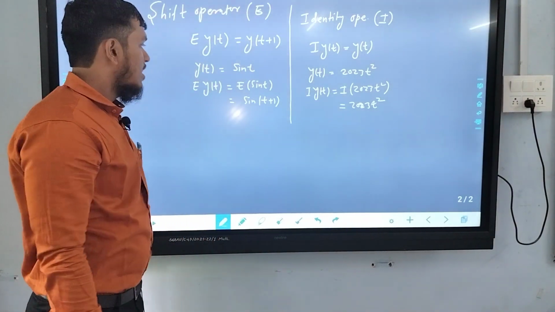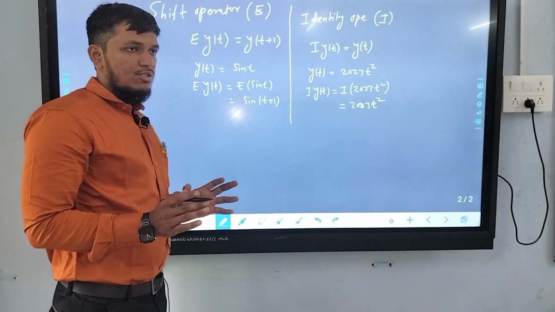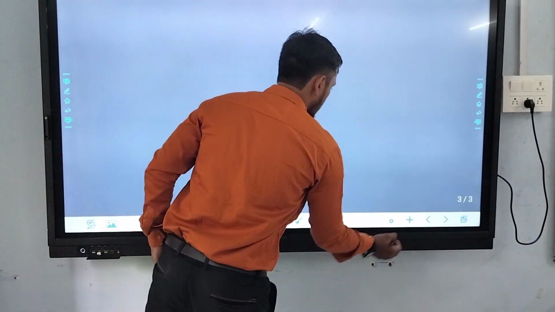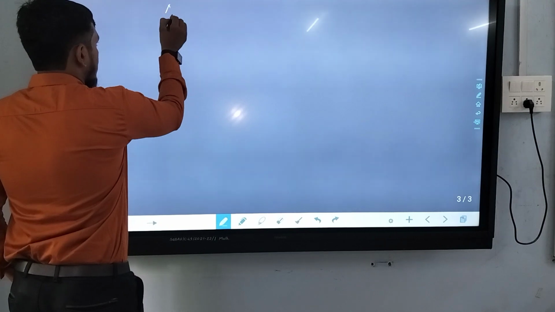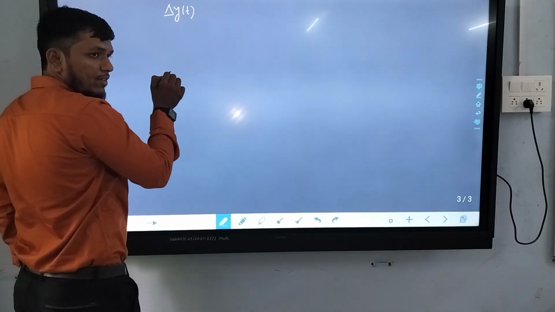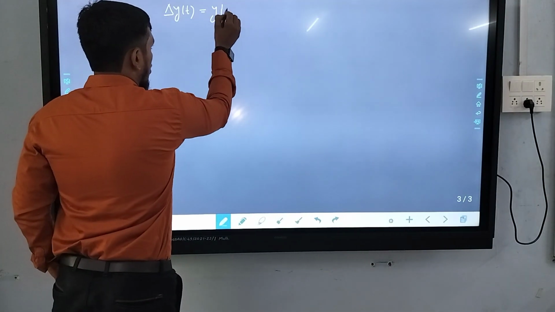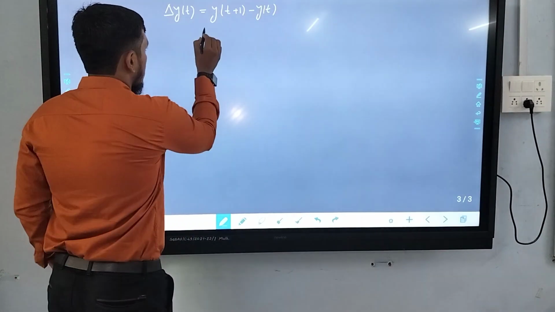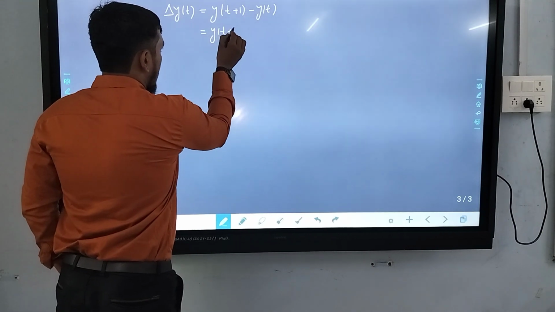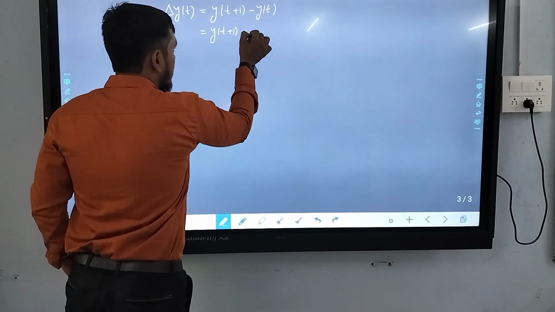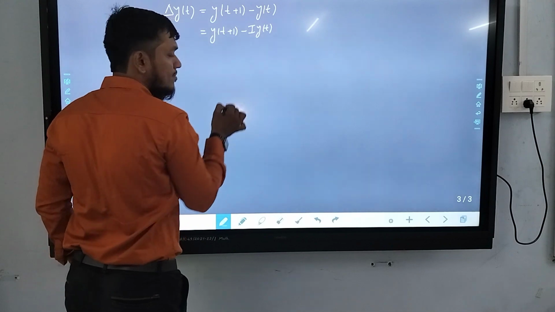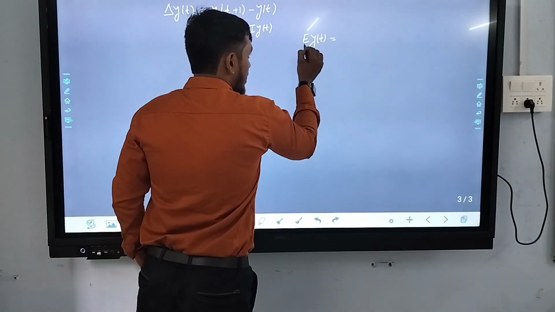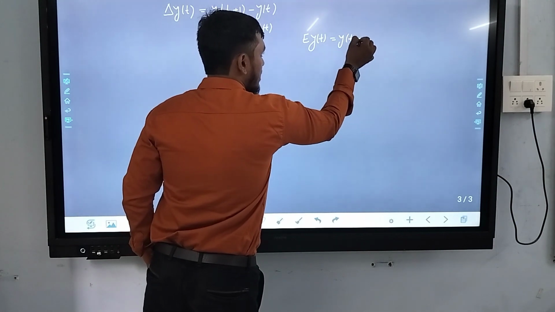Now we obtain the relation between the difference operator and the shift operator. If you take the difference operator which operates on the function y of t, it is y of t plus 1 minus y of t. Now this y of t can be written as I y of t. And we know the definition of the shift operator: E y of t is equal to y of t plus 1.